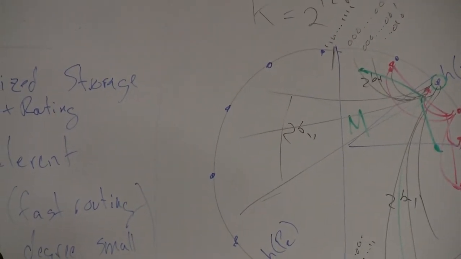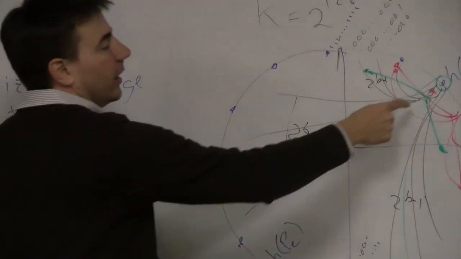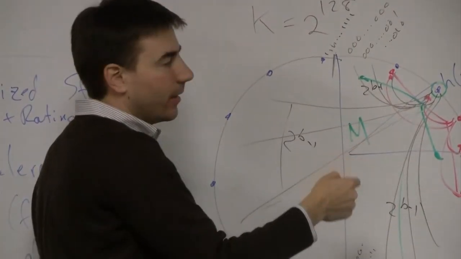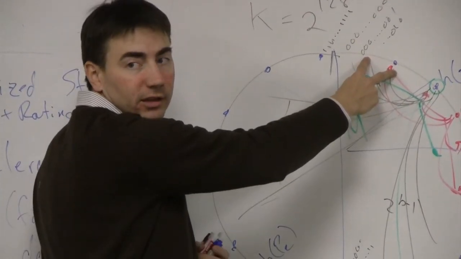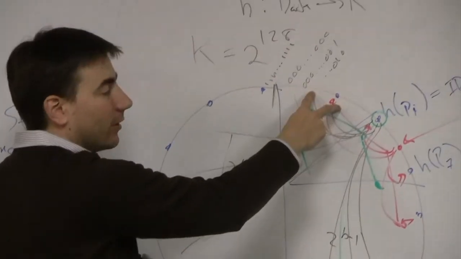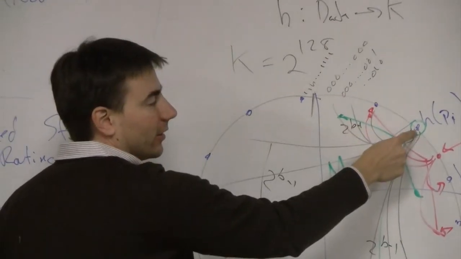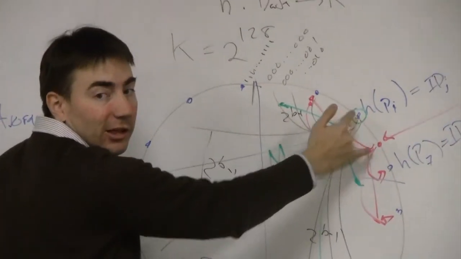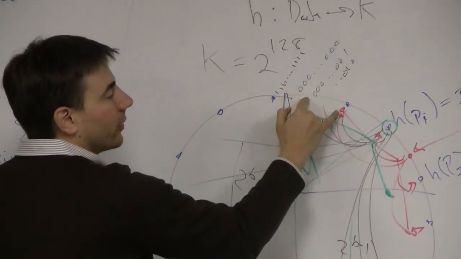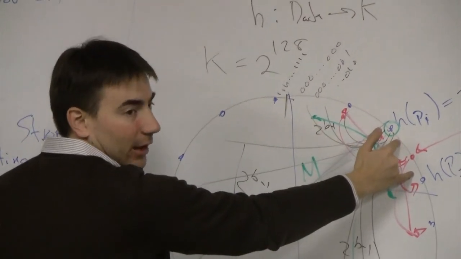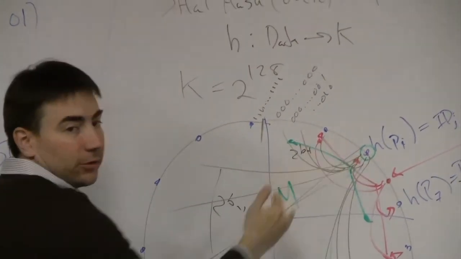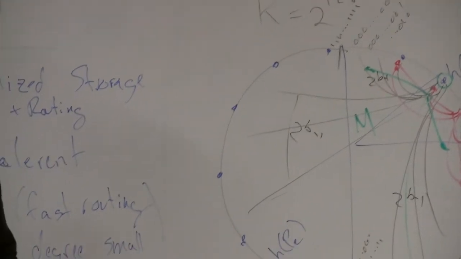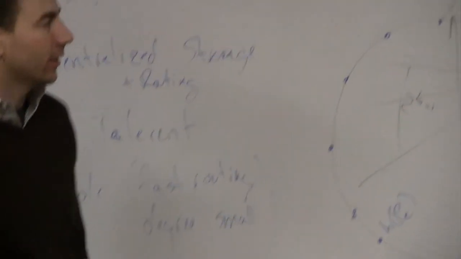So if a data element is routed to here from somewhere in this eighth of the key space, it's routed to this node, which means the answer must be in this eighth of the key space, because it's the closest one. If it's closer than here, it must be in this eighth, and that means you're going to cut the key space in half in the next step of the route. So this is another conceptual way of looking at this.